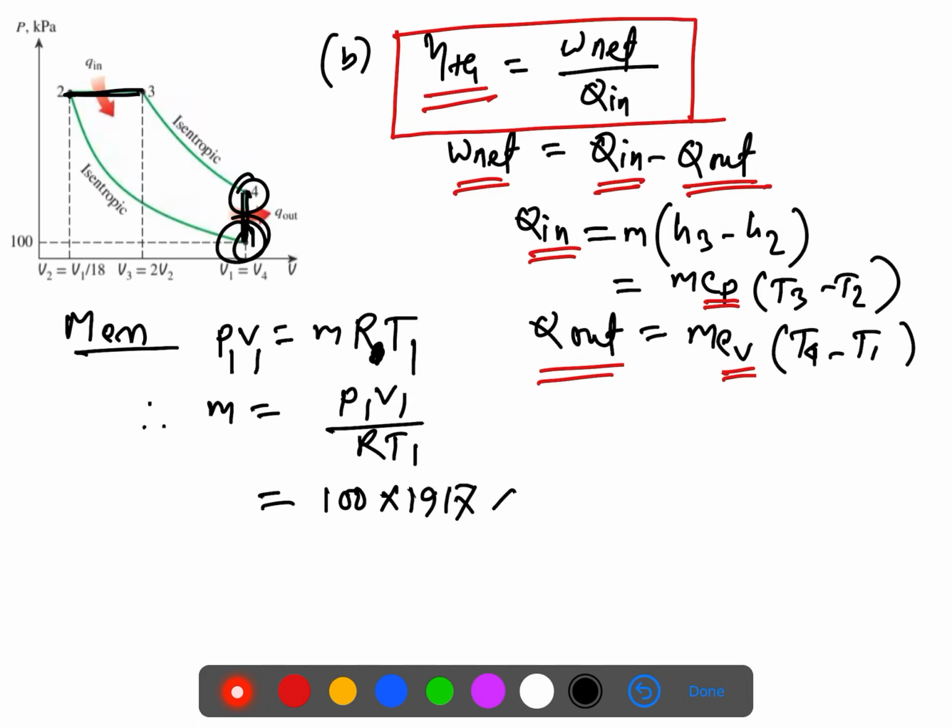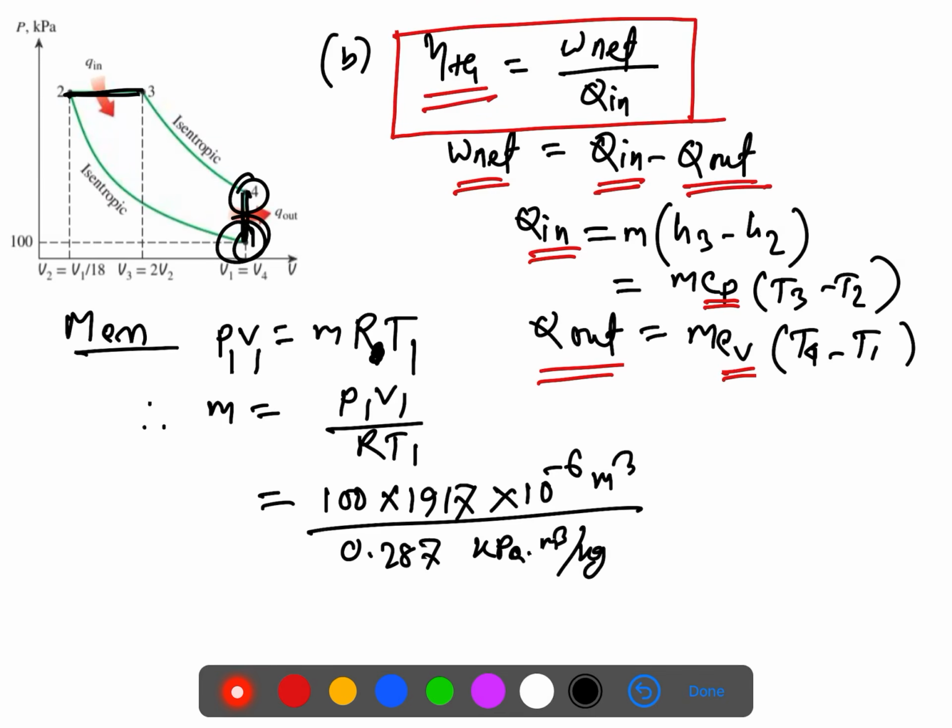1917, it was centimeter cube. If we convert it into meter, then it is 10 to the power minus 6 meter cube. The gas constant is 0.287. Here for the gas constant we are writing this unit: 0.287 kilopascal meter cube over kg per Kelvin. And the temperature T1 is 300 Kelvin. If we simplify this, we'll get the mass is 0.000223 kg. So this is the mass we got.